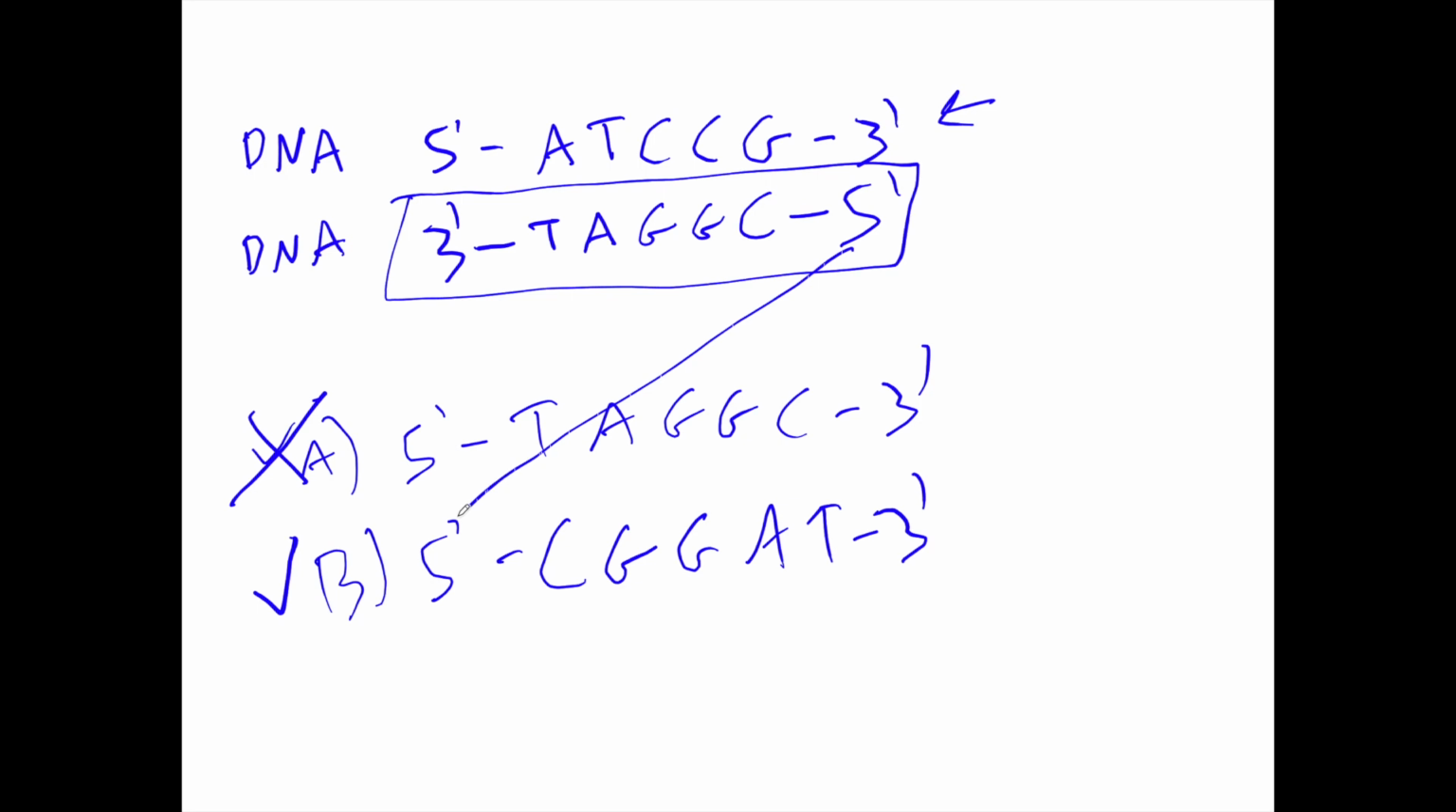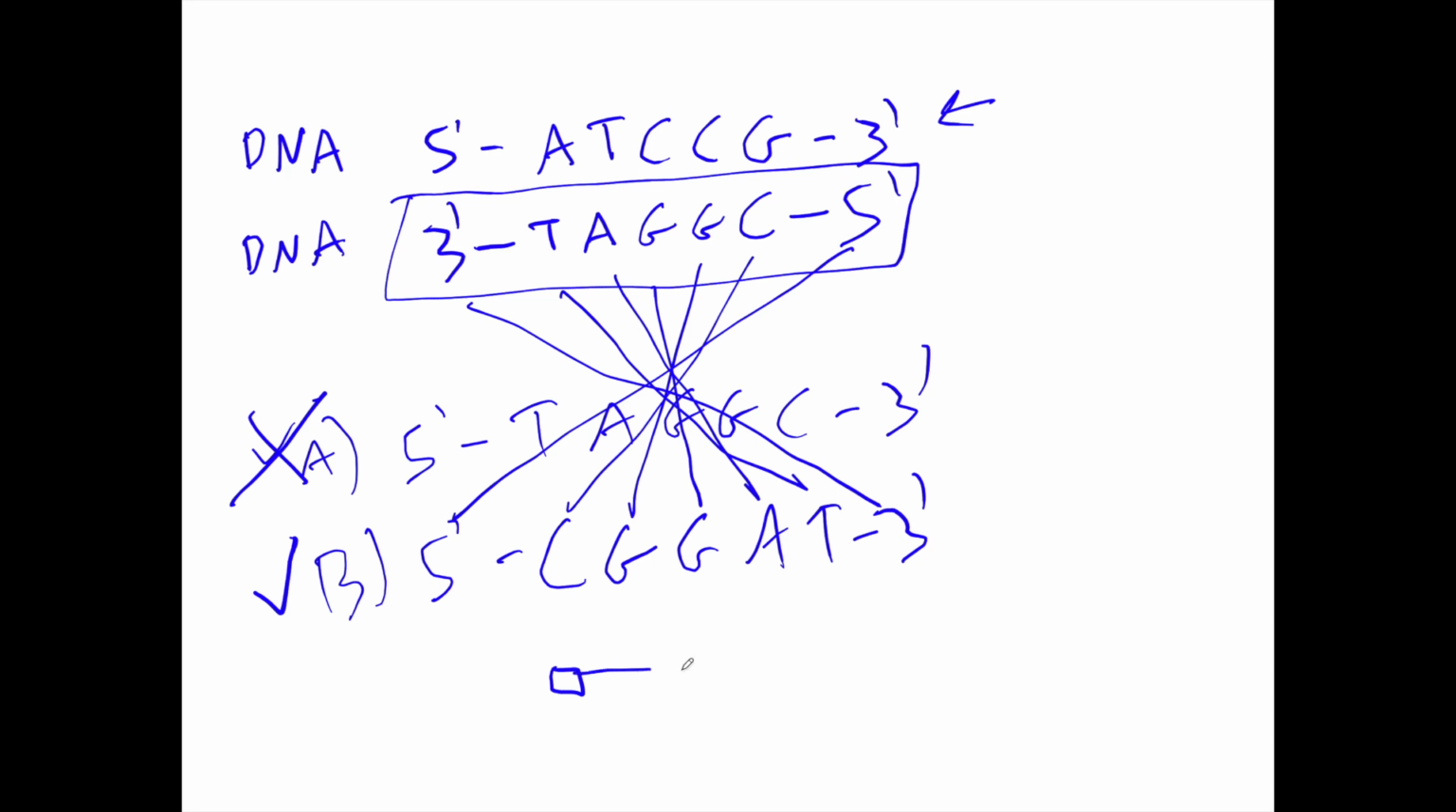So 5', C, G, G, A, T, 3'. That's the same piece of DNA. It's much like if you have a pencil and here's your eraser. You're going to see how awesome I am at drawing right now, he says sarcastically. So there's your pencil. Let's say the eraser is the 5' end of your pencil and the tip of your pencil is the 3' end of your pencil. Well, this pencil is the same pencil as this pencil.